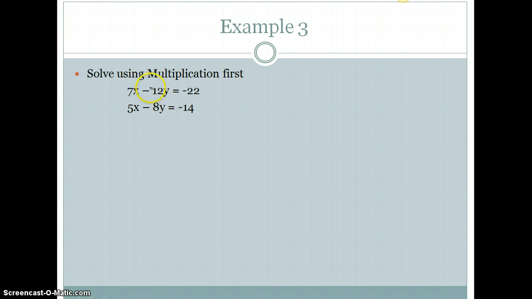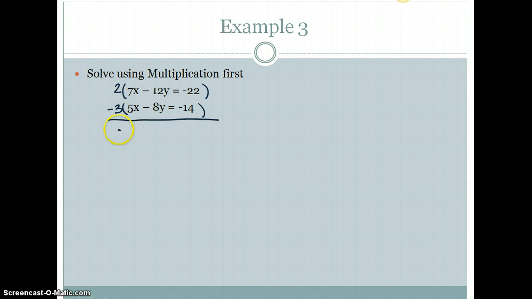So I'm going to go ahead and get rid of my y's. I'm going to multiply the top by 2, because 2 times 12 is 24. I'm going to multiply the bottom by negative 3. The reason I'm going to make it negative is because currently the y's are both minus. We need them to be opposites in order for them to cancel out. So now that I'm ready to go, all I need to do is start multiplying through.